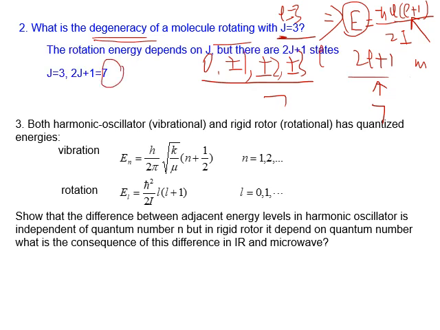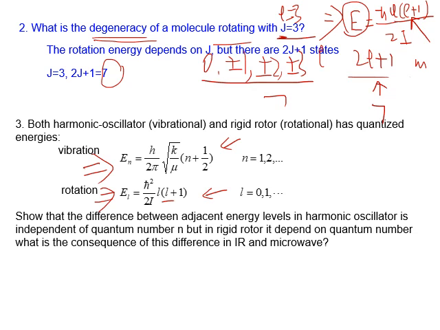Okay, next question. Both the harmonic oscillator and the rigid rotor have quantized energies. So this is vibration, the harmonic oscillator. This is rotation for a rigid rotor. And the question asks you to derive equations to show that the energy for vibration is equally spaced, while for rotation it depends on J or L. It depends on L. Okay, so how do you do that?